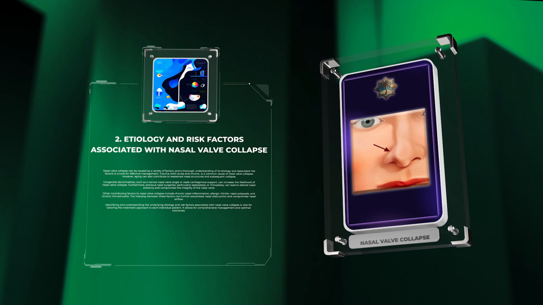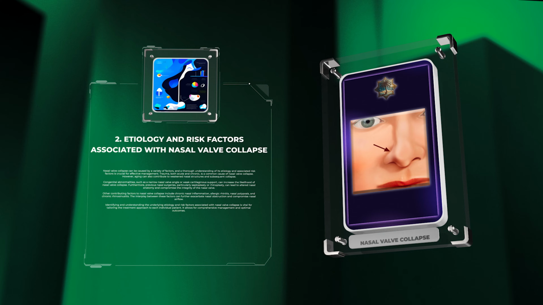Let's begin. The nasal valve region is crucial for regulating airflow in the nose. It consists of the external and internal nasal valves, which control anterior-posterior airflow and resistance. Understanding this anatomy helps diagnose and treat nasal valve collapse effectively.